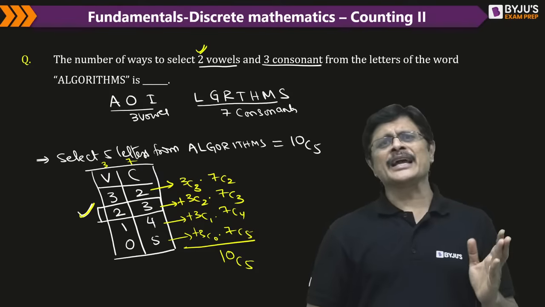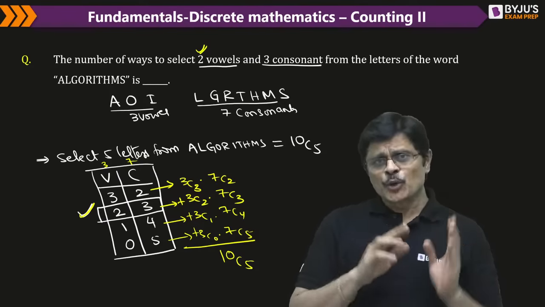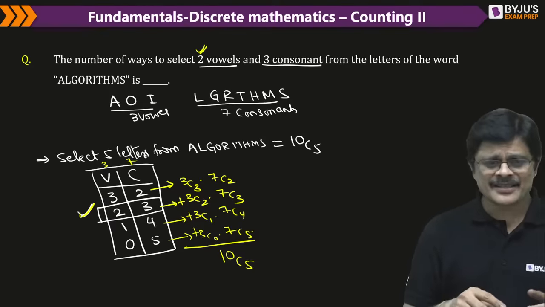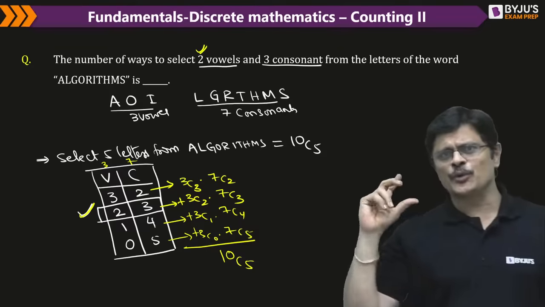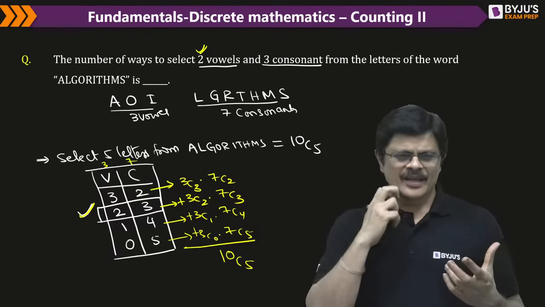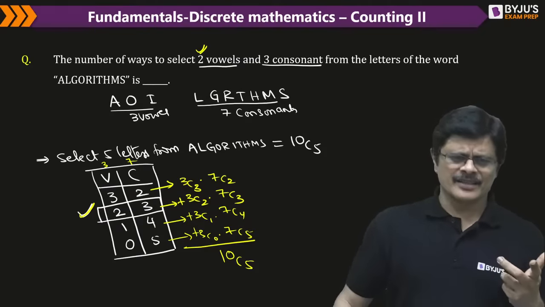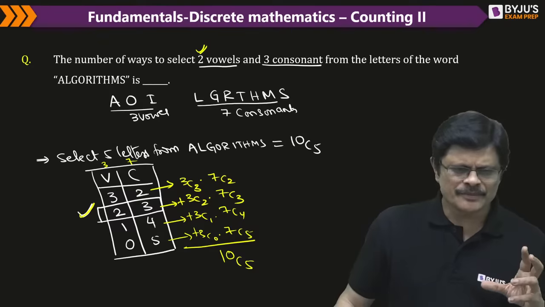Can you do it like 2.5 and 2.5? Or can you do it like 2.1 and 2.9 ways? Can you have 2.1 vowels selected and 2.9 consonants selected? Can you have such a possibility, Babu?